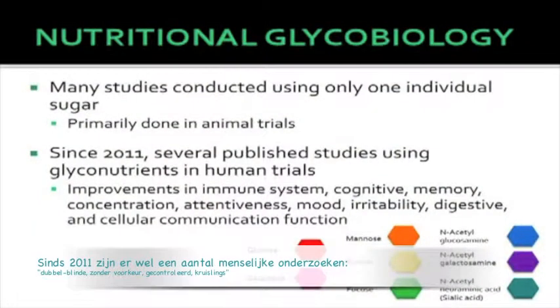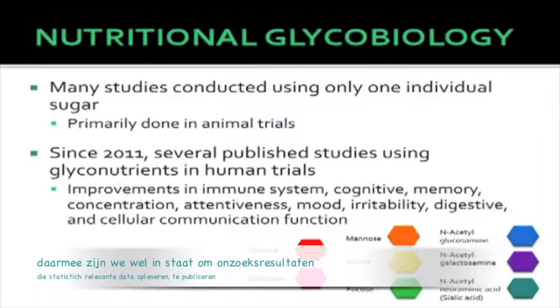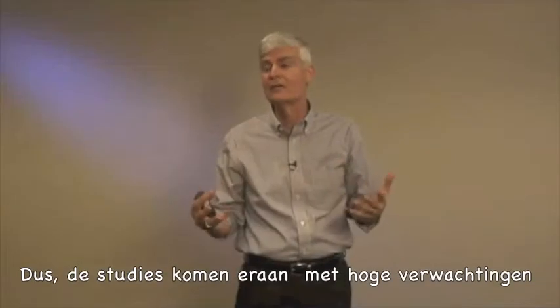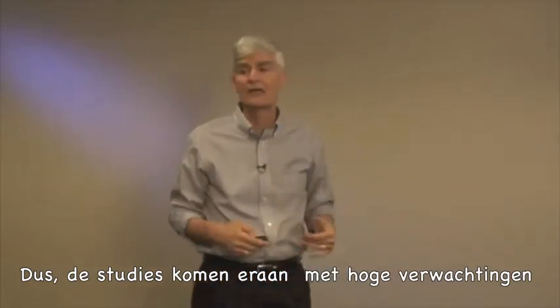But since 2011, there are some of these human trial studies, double-blind, randomized, controlled, crossover kinds of studies. So we can now document improvements, statistically significant improvements in many cases, for immune system function, for cognitive function, memory, concentration, attentiveness, mood, irritability, digestive, and cellular communication. So they're coming, and there's a great hope as they come.